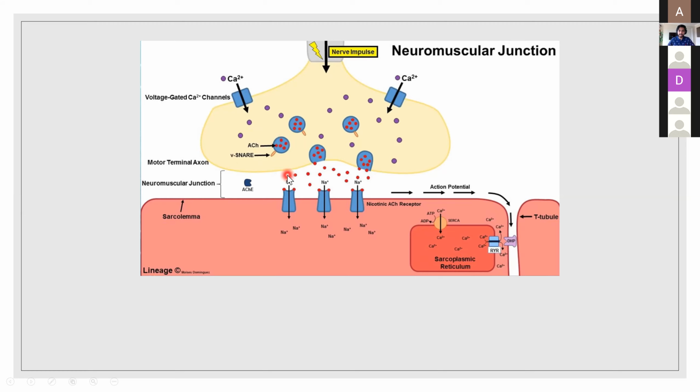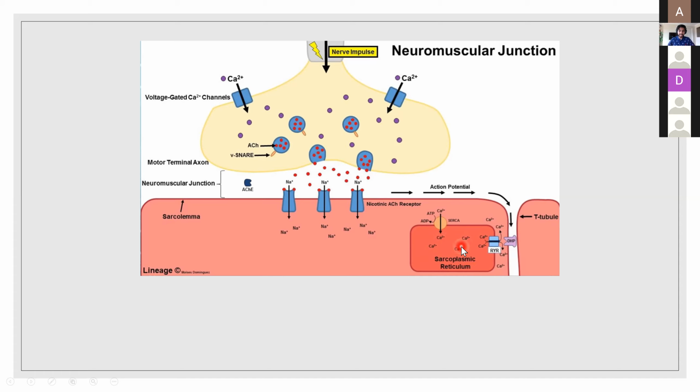The SNARE protein takes it to the presynaptic membrane, where the neurotransmitters undergo exocytosis into this space called the synapse. The neurotransmitters will diffuse across and bind to some sort of receptor, it could be nicotinic, a cholinergic, or an adrenergic receptor on our postsynaptic membrane. This triggers an action potential, which then travels down what's called a transverse tubule, where a DHP protein senses it and transmits the signal to the sarcoplasmic reticulum.